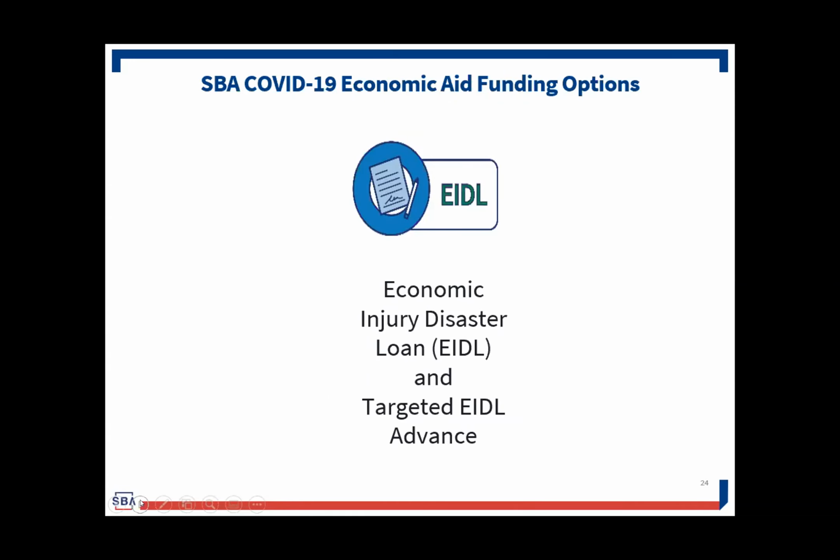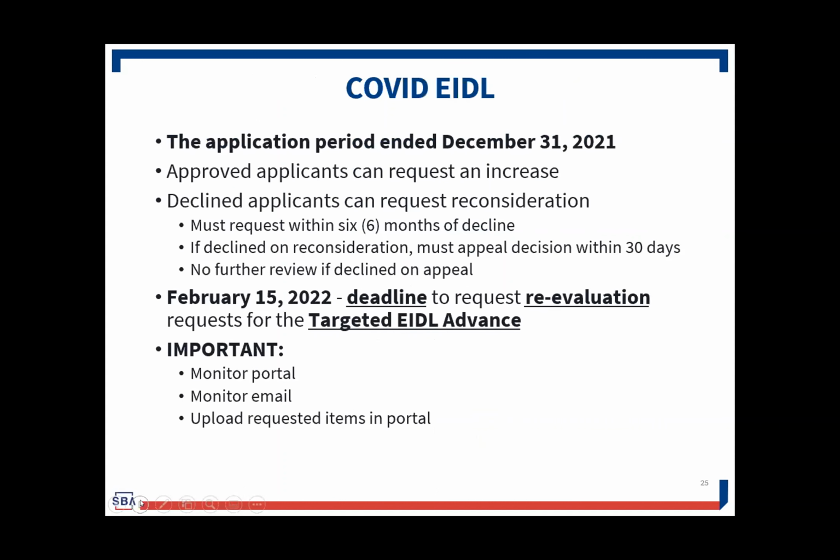For the economic injury disaster loan, that program has closed as it relates to receiving new applications, and also the targeted idle advance program has closed. Now, the last date that we were able to process reevaluation of those targeted idle advances was February 15, 2022. So that basically has ended.